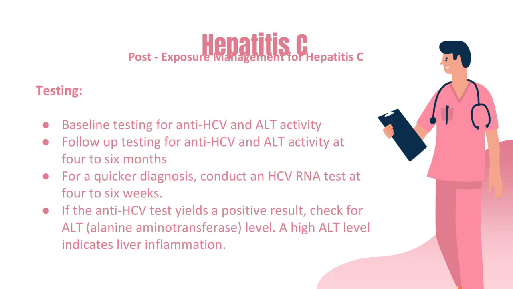For a quicker diagnosis, conduct an HCV RNA test at 4 to 6 weeks. If the anti-HCV test yields a positive result, check for ALT or alanine aminotransferase level. A high ALT level indicates liver inflammation.